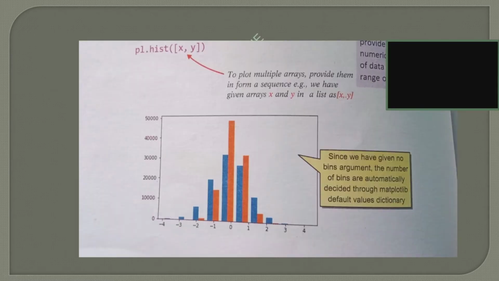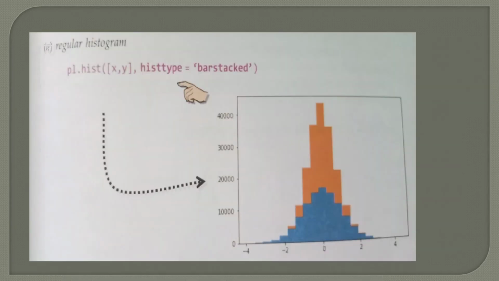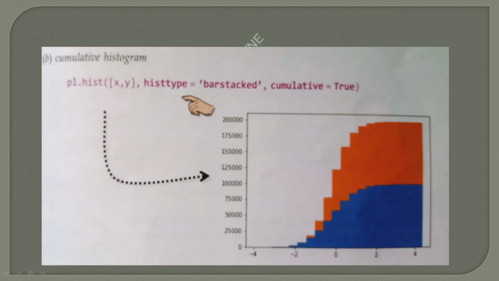To plot both ND arrays for X and Y in the same histogram, we can use the hist function with X and Y in a list as shown in the figure. To plot a stacked bar type histogram from both ND arrays X and Y, we can specify histtype equal to barstacked. So here you can see a regular histogram of type barstacked. If you want to choose the type as barstacked with cumulative, then we can set cumulative equal to true.